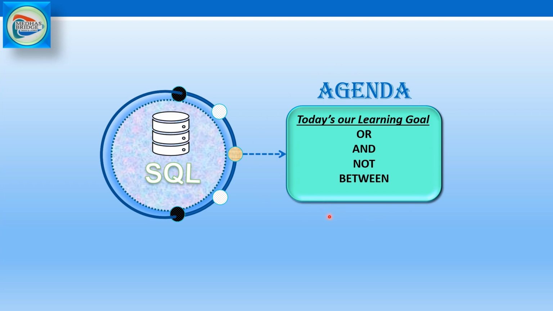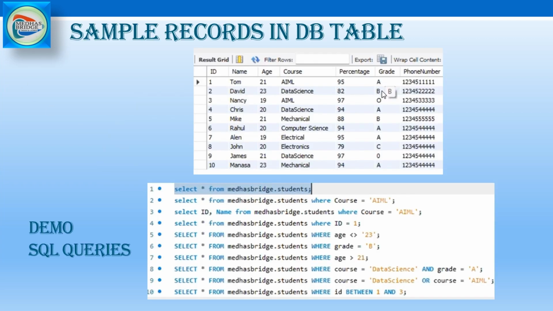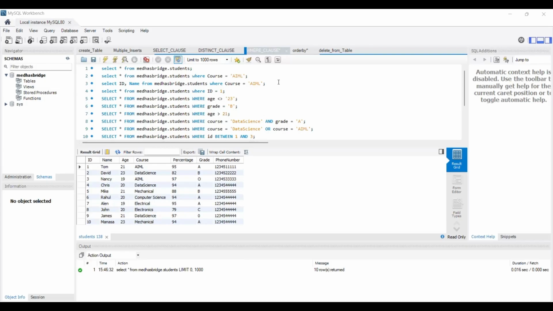Here is today's agenda. Here are the sample records in the DB table, and these are the queries which we are going to see. Work with the WHERE clause in an SQL query. For writing a WHERE clause, we use the keyword WHERE. The WHERE clause statement comes with a SELECT query.